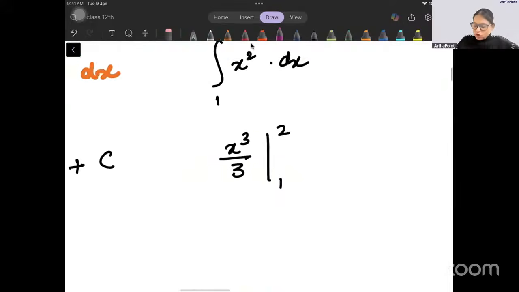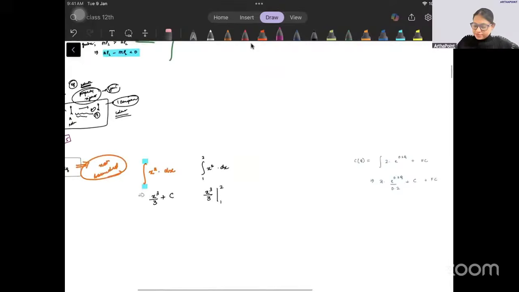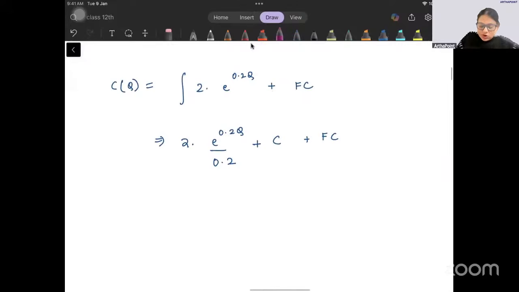So ये मेरा total cost function है. I understand this thing. This is my total cost function. Now in this cost function, when I plug 0, I should get the answer as 75. क्योंकि ये fixed cost की property है. Right? So let me plug 0 here.